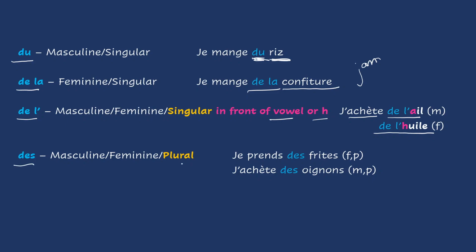Des for nouns that are plural. Je prends des frites. I have some French fries. We don't know how many French fries. J'achète des oignons. Here I buy some onions. You can say I buy two onions, but in that case, you would say j'achète deux oignons. But if you just say j'achète des oignons, then it means I buy some onions. You don't say how many you buy.